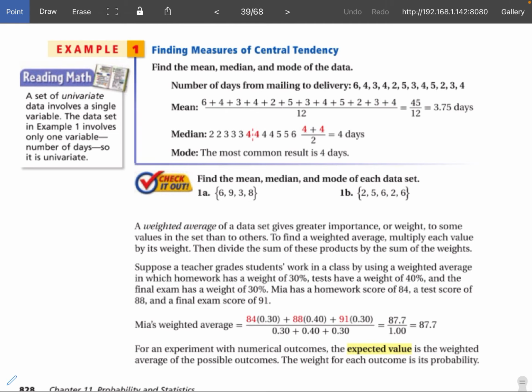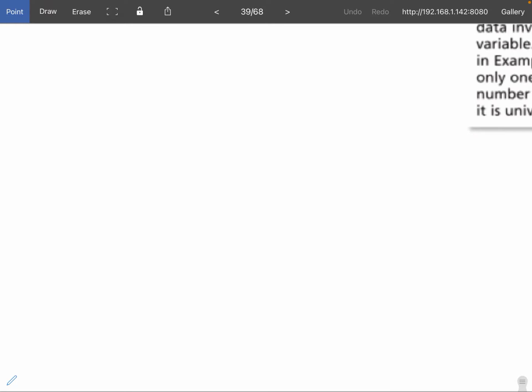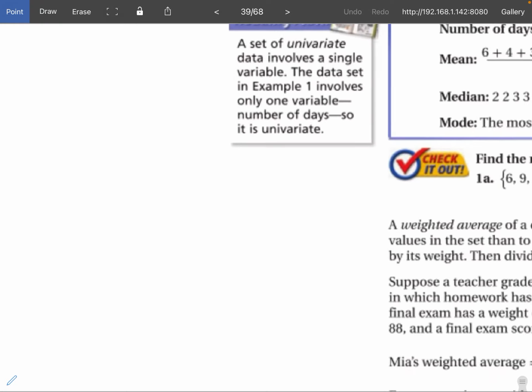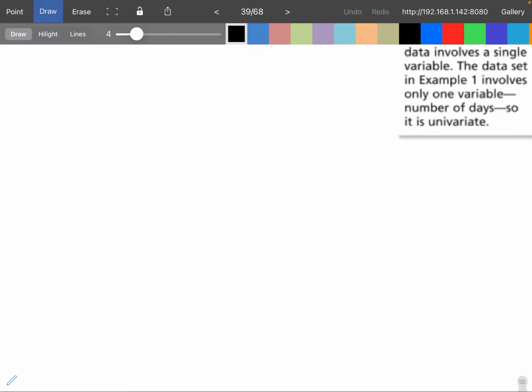Well, in order to find the one in the middle, you got to put them in order, right? So you got to put them in order left to right. So let's do that over here on the side. So we had 3, 6, 8, 9. So again, I haven't done this in a while, so 3, 6, 8, 9.